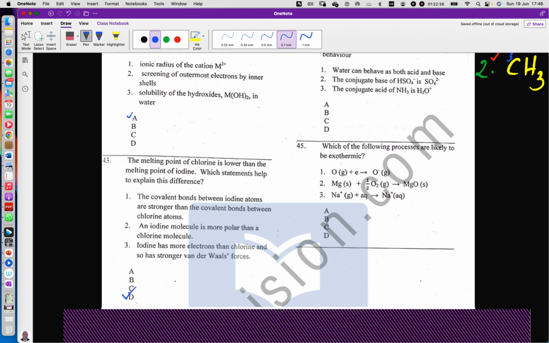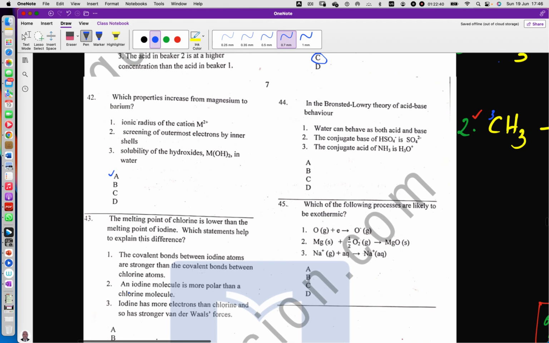44. The Bronsted-Lowry theory of acid-base behavior. Water can behave both as acid and base. Yes. The conjugate base of HSO4- is SO4 2-.